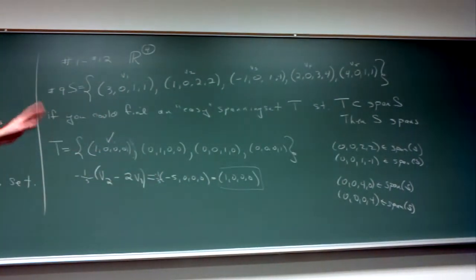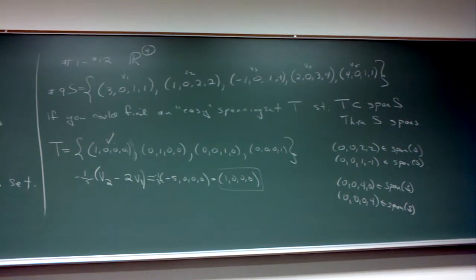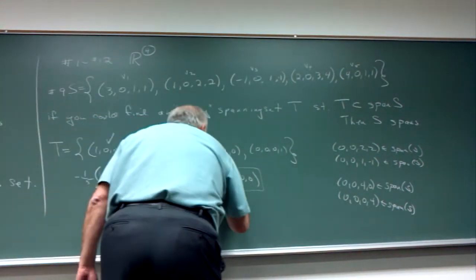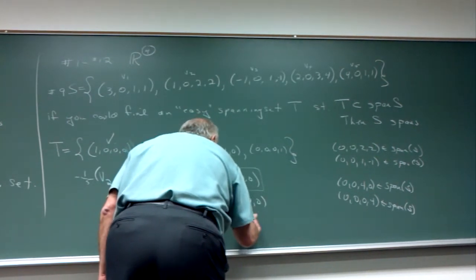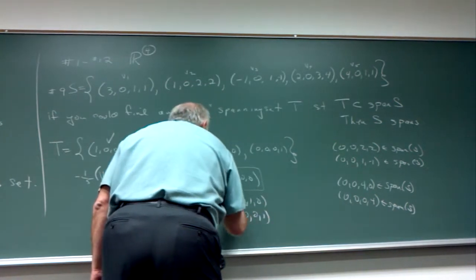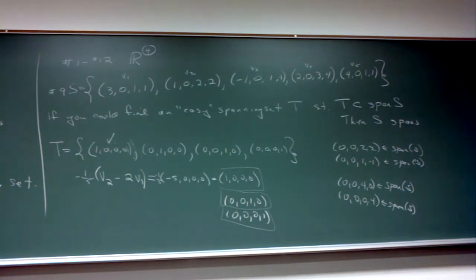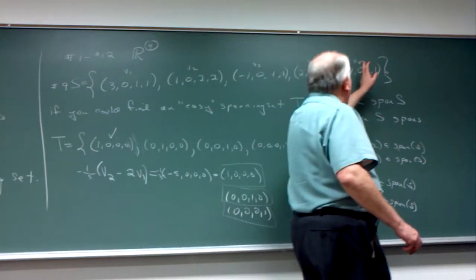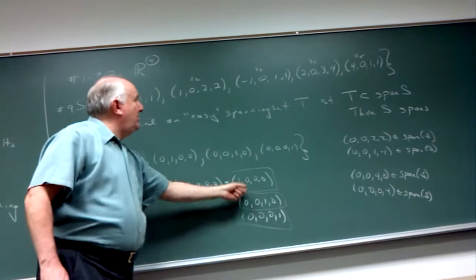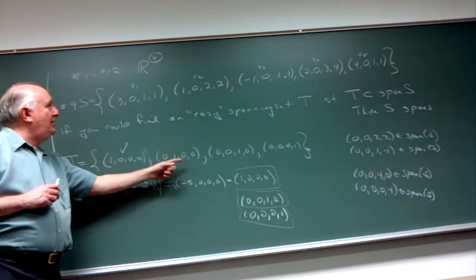But if 0, 0, 4, 0 and 0, 0, 0, 4 are in the span of S, that also means so are 0, 0, 1, 0 and 0, 0, 0, 1. These are also in the span of S. Agreed? Which means, again, not only are these things in the span of S, but so are these 3. So the only one I'm missing is this one, right?